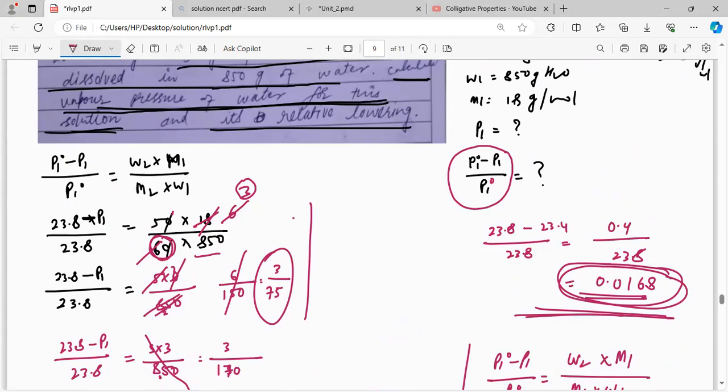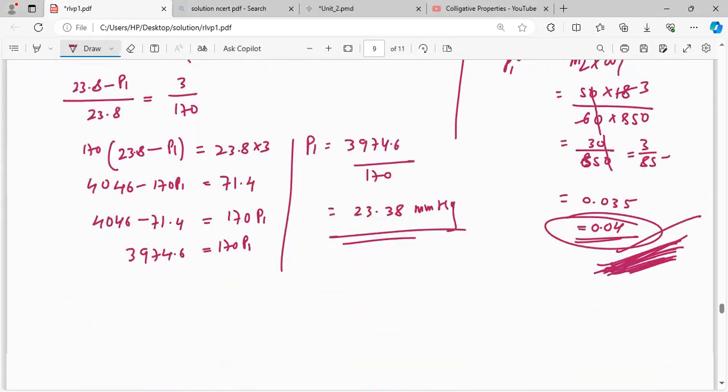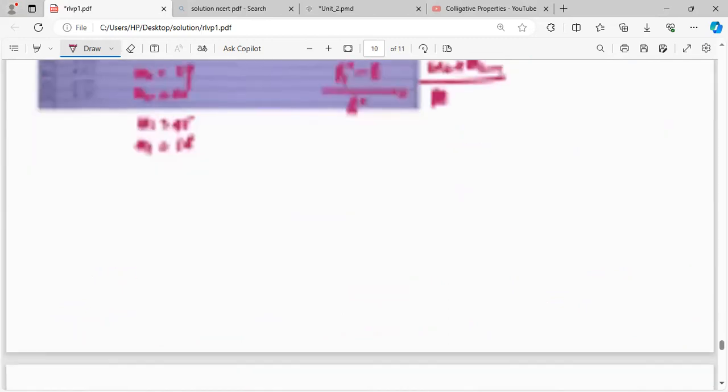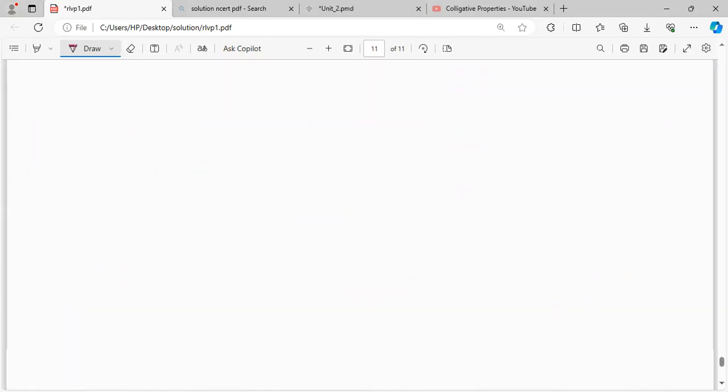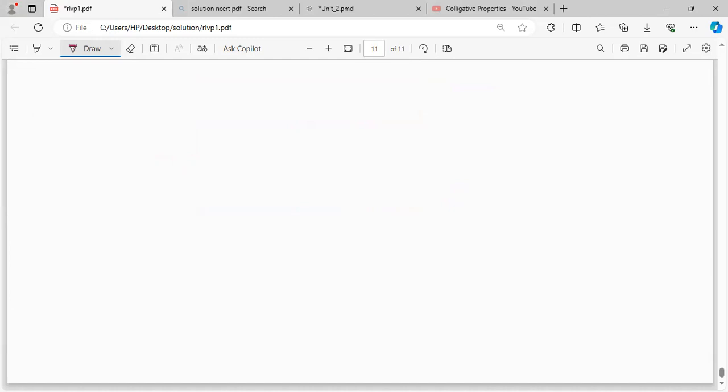To the 23.8 now. 0.4 divided by 23.8. Now I will check and I will tell you about this problem. It is a little bit of a critical one. Now there is no other problem to go to.